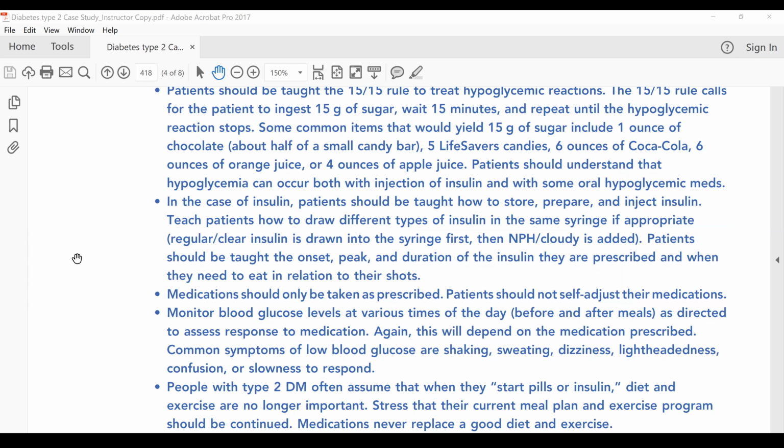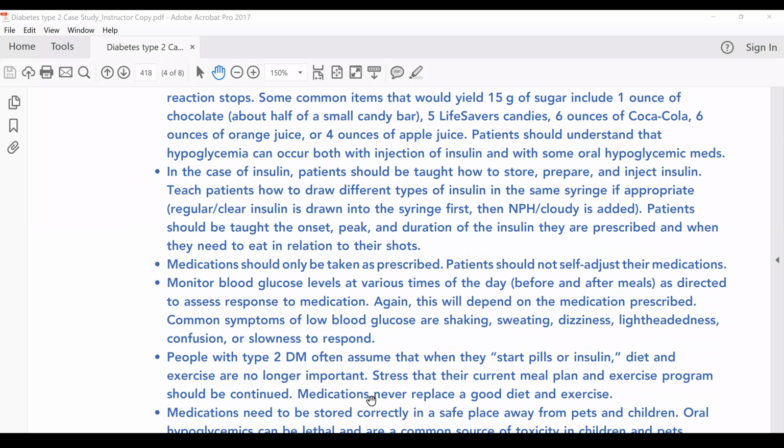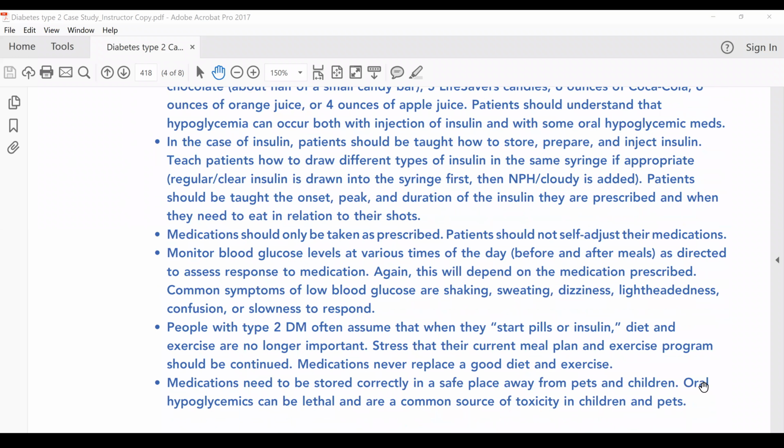Yes, ma'am. But we do need to let them know that, just because they're taking pills and insulin, they still have to do their diet and exercise. That is still important to help maintain an effective balance. Their current meal plan and exercise program should be continued. Medications never replace a good diet and exercise. They need to be stored appropriately, away from pets and kiddos. Oral hypoglycemics can be lethal and are common sources of toxicities in kids and pets.